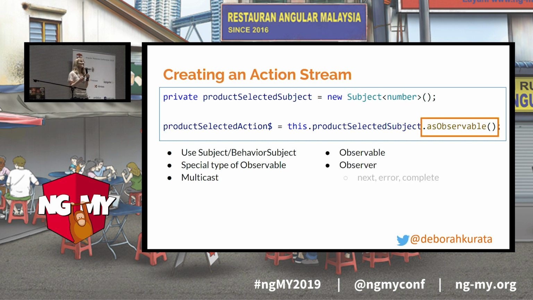The other difference is that a subject and behavior subject can behave as an observable and as an observer, meaning it has next, error, and complete methods. So we can use that next method to get stuff into the stream.